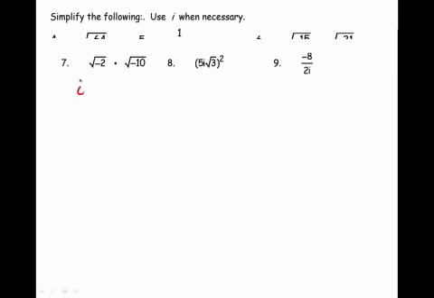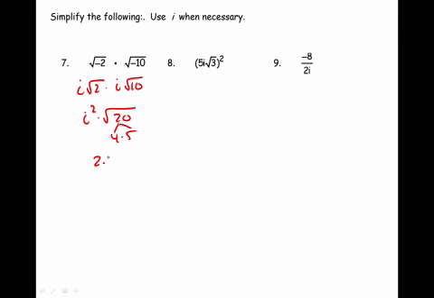Number 7, factor out your i. Go ahead and multiply. It becomes i squared times the square root of 20. And so this becomes 2 times i squared, which is negative 1.